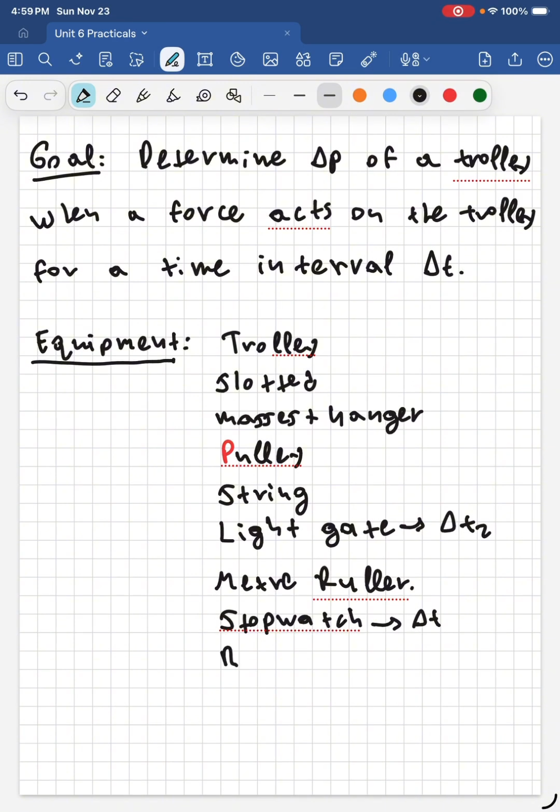You need a runway, even though we are not talking about a plane taking off, but you do need a runway. And you need the mass balance or something to measure the weights, pretty much, okay? The weights of both the trolley and the slotted masses, okay?